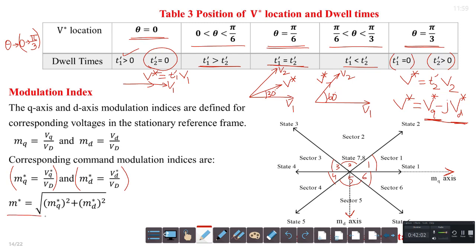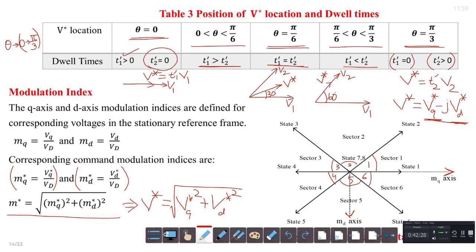For the D axis, the modulation index reference value MD star is VD star by VD, and M star is given by the square root of MQ star square plus MD star square. Because this equation corresponds to V star, V star is the square root of VQ star square plus VD star square. This is how V star is generated.